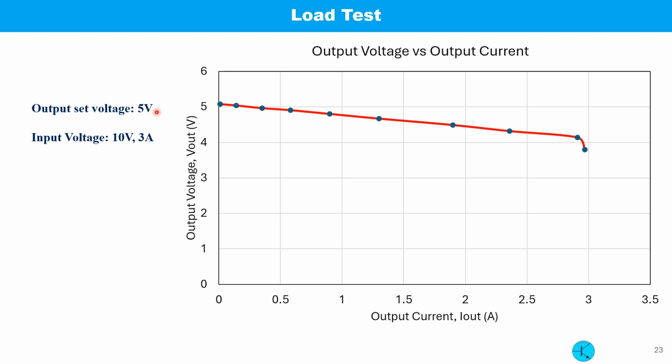Setting the output voltage at 5 volt and keeping the input voltage at 10 volt, the load was varied and the output voltage and current were measured. As you can see, the voltage goes down from 5 volt to 4.3 volt for a variation of 10 milliampere to 3 amp.